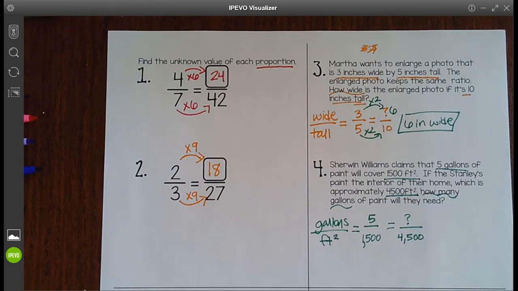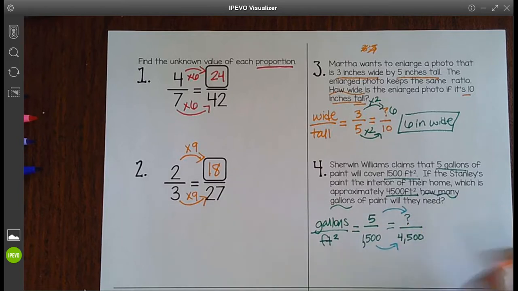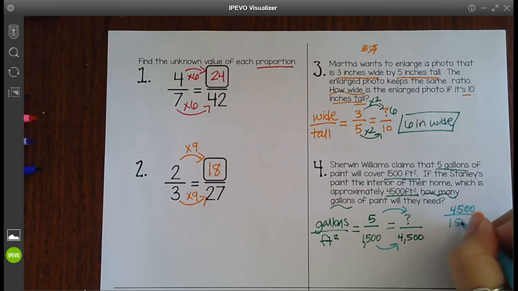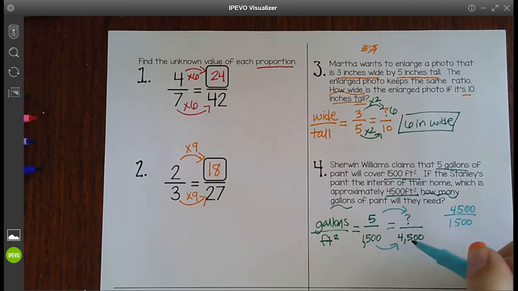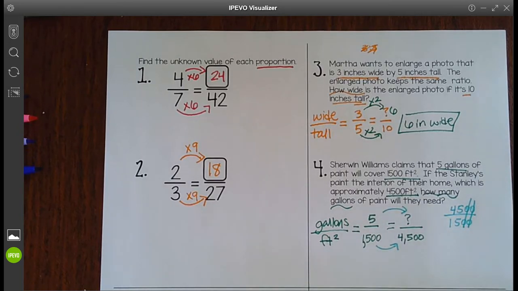Now that I have my proportions set up, remember, you always go in the direction of your unknown. So 1,500 into 4,500. How many times does 1,500 go into 4,500 if you were to divide? Here's a really nice zero trick. I'm doing this divided by this in order to find out how many times this goes into that. When you write that over itself, those zeros can cancel, and now it's a lot simpler. What's 45 divided by 15?